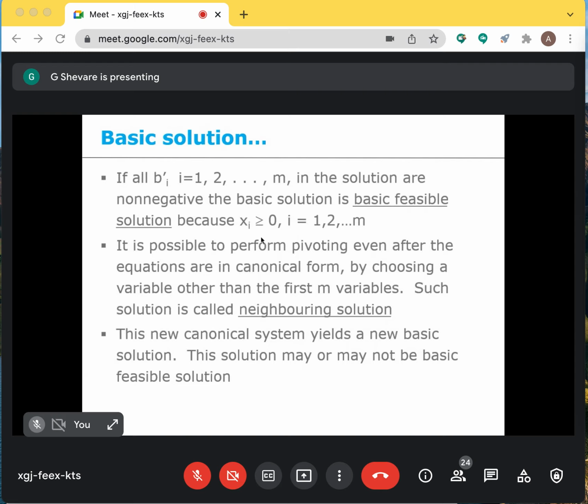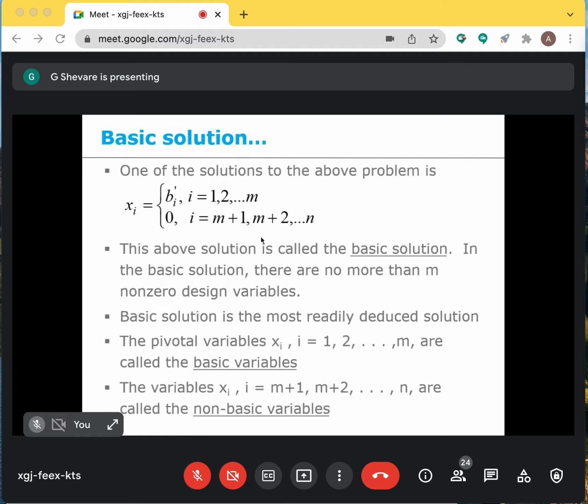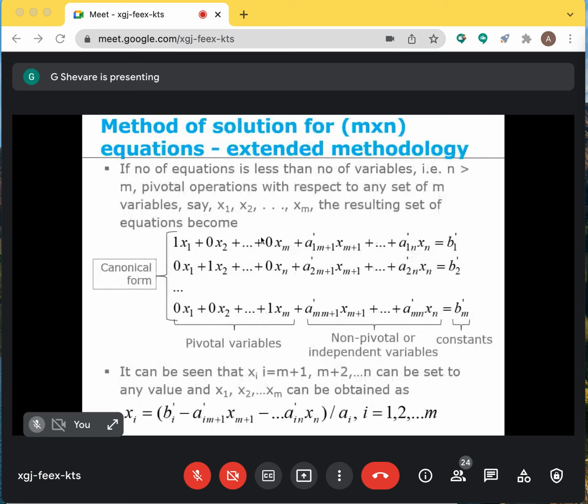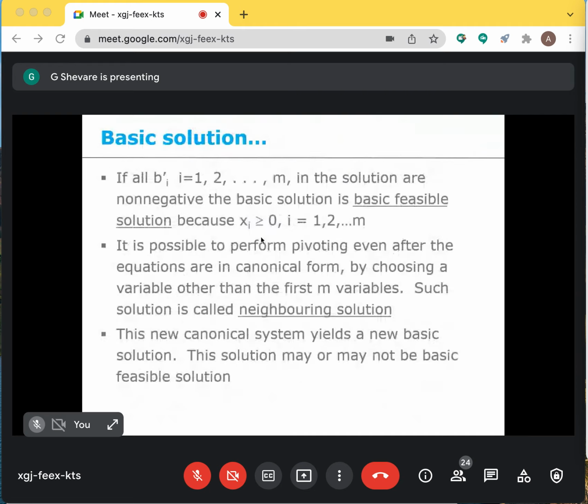Now, next thing is, why is it that we did the pivotal things? Why is it that we produced this equation which looked like this for the variables x1 to xm, and xm+1 to xn were considered non-pivotal variables? It is not essential. For example, I can choose any one of the design variables from xm+1 to xn and make it a pivotal variable, or the variables for which I have diagonal entries 1 and non-diagonal entries equal to 0. Such a thing is possible.